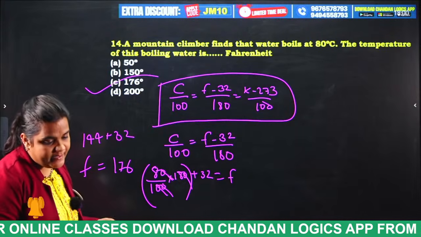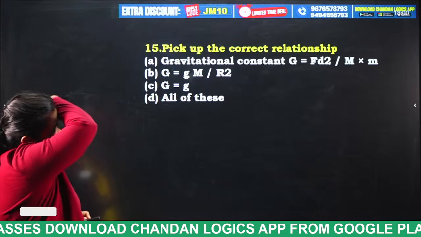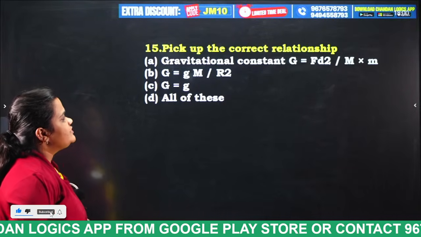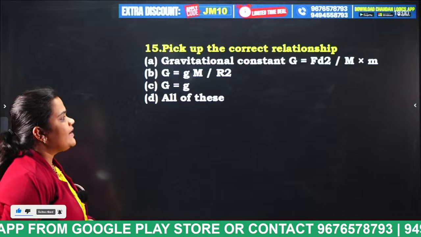Okay. Next question. Pick up the correct relationship. Gravitational constant G is equal to F d square by m into m.